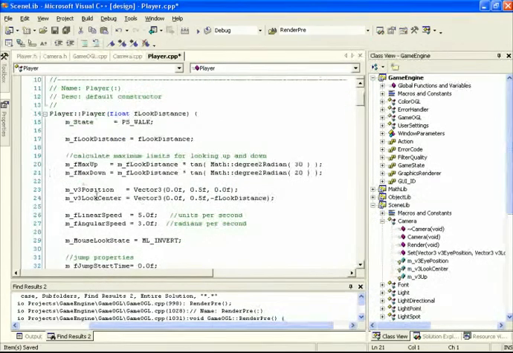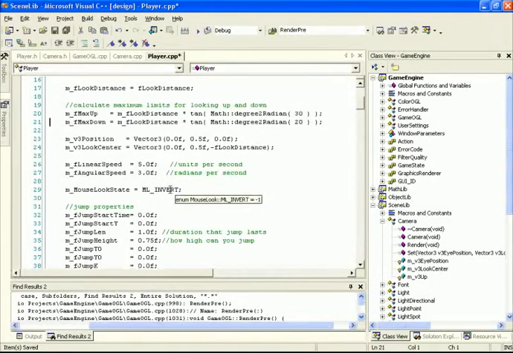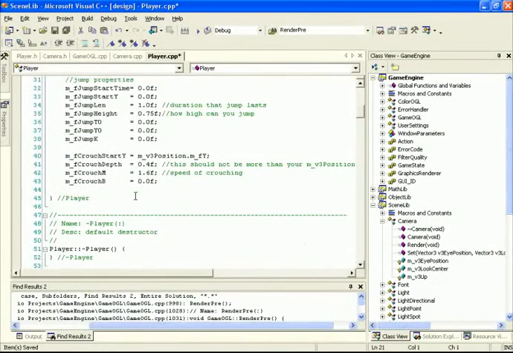Our position initially is going to be set to be 0, 0.5, and 0. Remember, 0.5 was the distance above the ground that our eye level is at. The look center is 0, 0.5, and then we want to move the looking distance away from our current position to define where we're looking at. Our linear speed is 5 units per second. Our angular speed is 3 radians per second. I like to have my mouse inverted, so I'm going to set it by default to be inverted. And then I define the jumping properties and crouching properties down here.